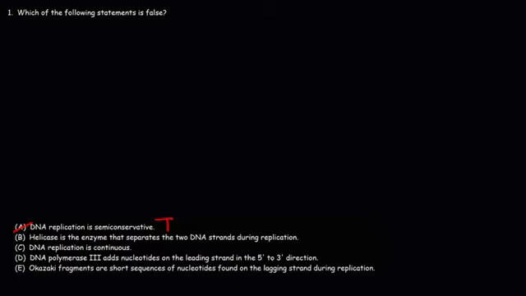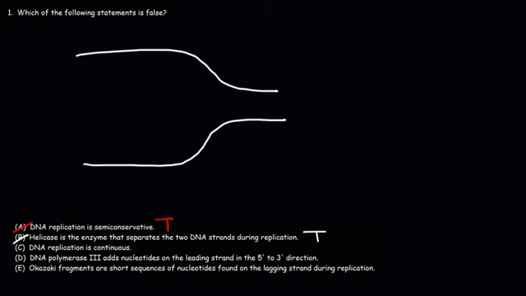Now, B, helicase is the enzyme that separates the 2 DNA strands during replication. Is that true or false? So that is also a true statement. Helicase is the enzyme that breaks the hydrogen bonds between the nucleotides that are holding the 2 strands together, and that's how it separates them during replication. Here is a visual illustration of that.